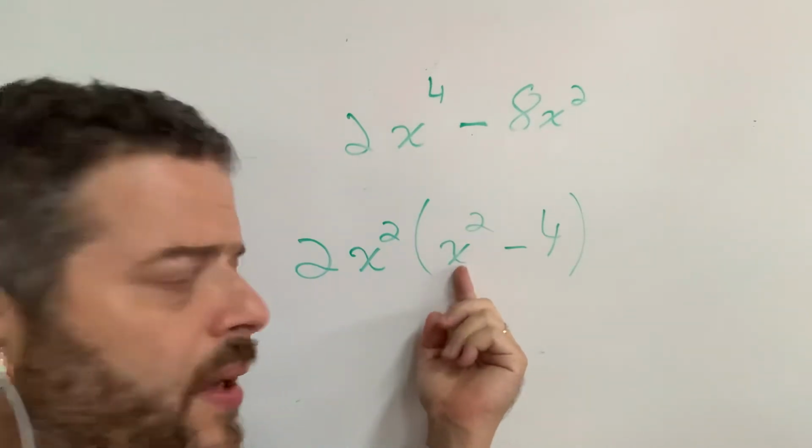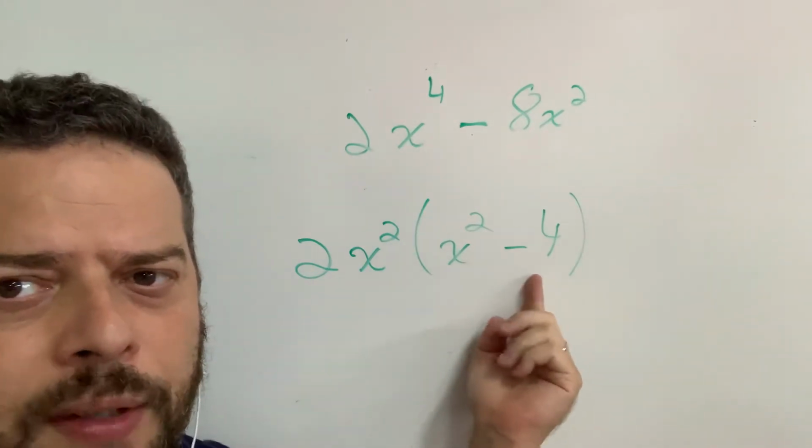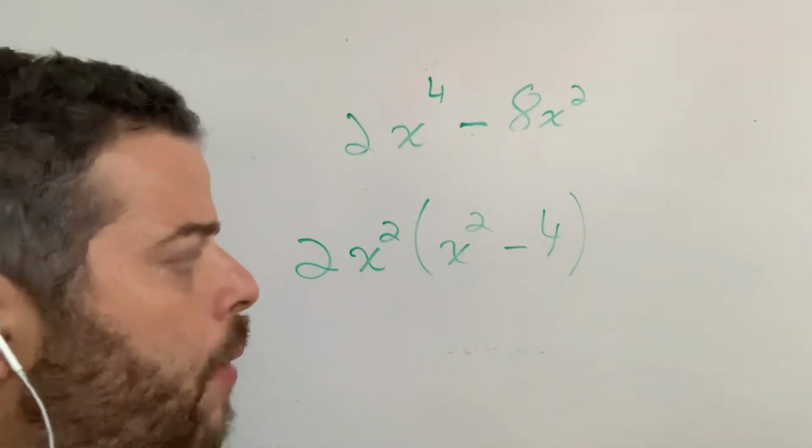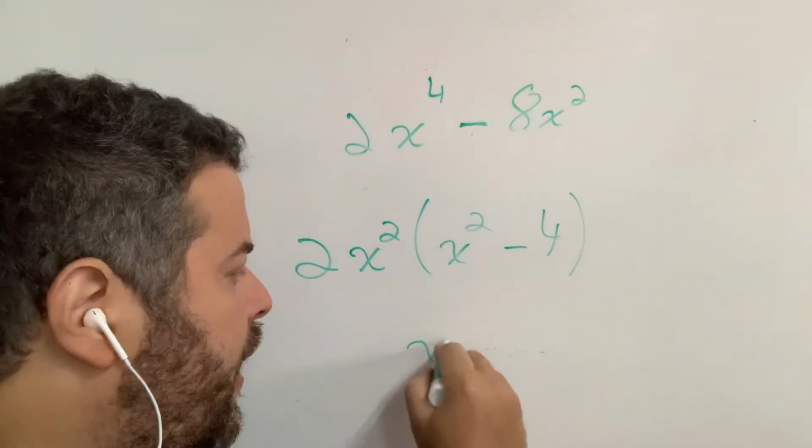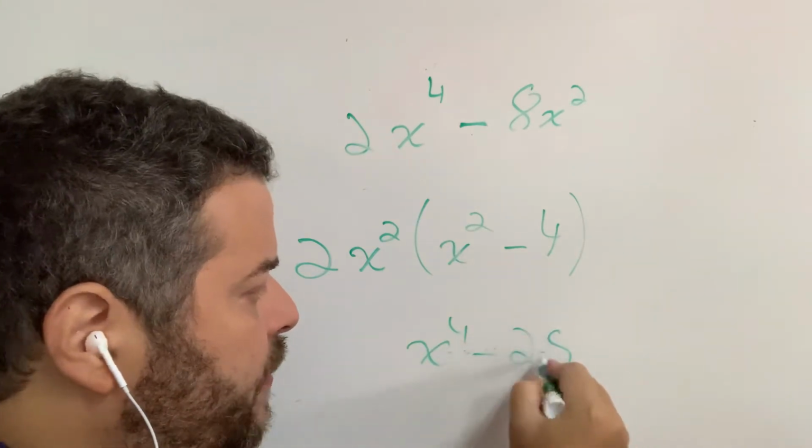So again, this one is a square, this one has a perfect root, this one has a perfect root, x and 2. Other patterns are, for example, x to the 4 minus 25.